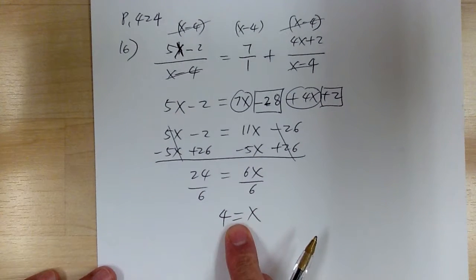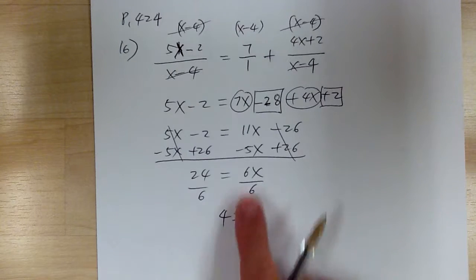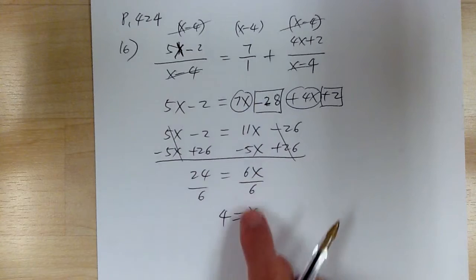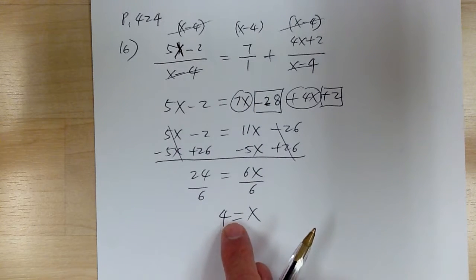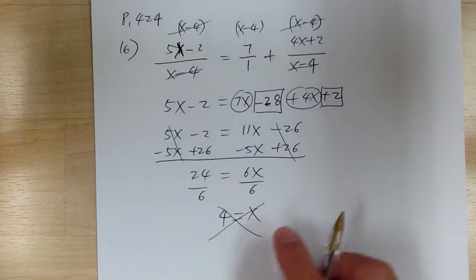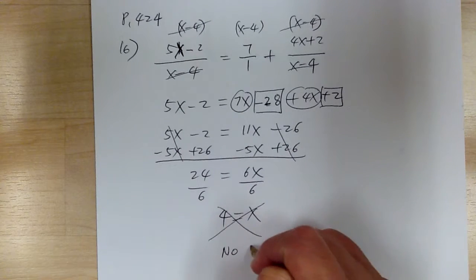Now before you box your answer, you need to check your answers. Because if you look at your original, over here the x is not allowed. So this x equal to 4 is the only answer you have, but it's not allowed. So this is no good. Therefore your answer will be no solution.